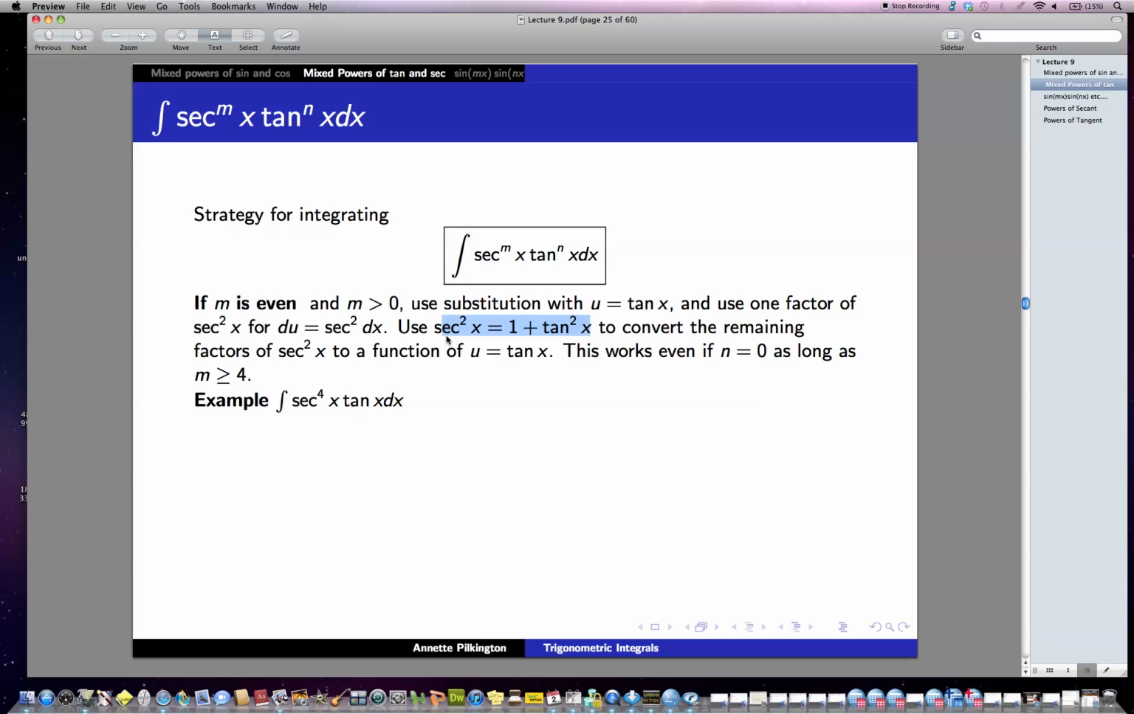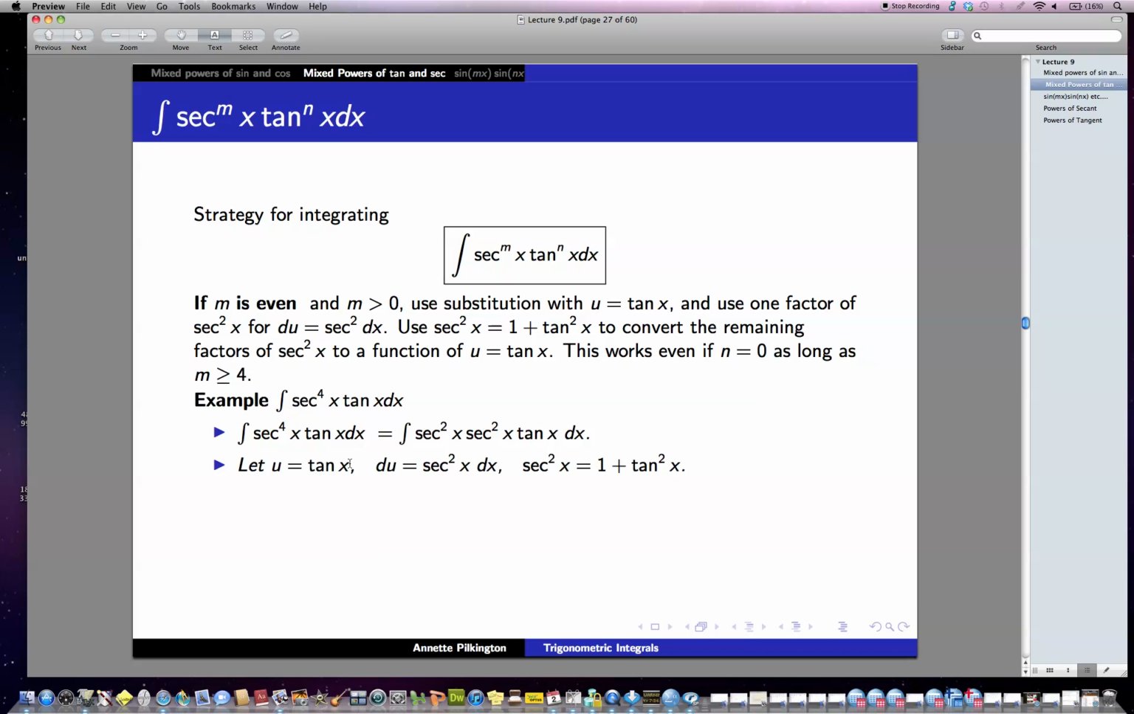So I could convert the remaining even powers of secant to powers of tangent. Let's look at an example. Here we have an integral of secant to the 4 times tangent. We certainly have an even power of secant. And I break that up into secant squared times tangent. I use one of these secant squareds as the derivative of my substitution u equals tangent of x, and the other one I can convert to powers of tangent.